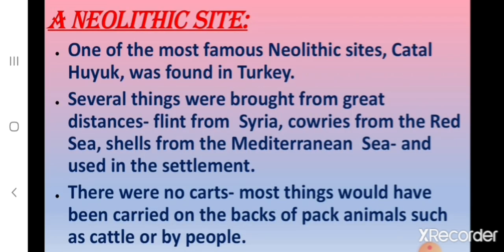Now let's revise the next topic, a Neolithic site that is in Turkey. Children, if you find Turkey in your atlas, you can see that it is one of the most famous Neolithic sites. And Catalhoyuk was found in Turkey, and several things were brought from great distances. That is, flint was brought from Syria, cowries from the Red Sea, shells were brought from the Mediterranean Sea, and these all were used in the settlement. And during that time, there were no carts. So most things would have been carried on the backs of pack animals, such as cattle, or by people.